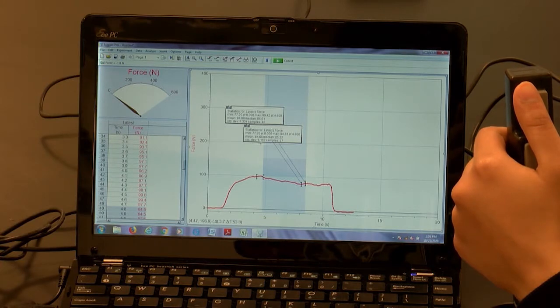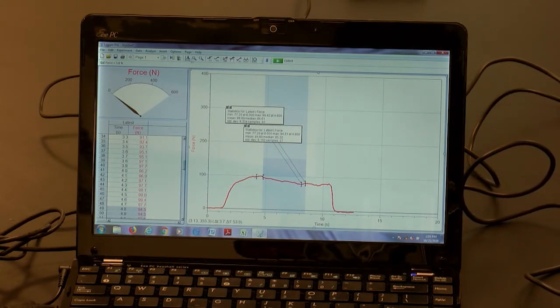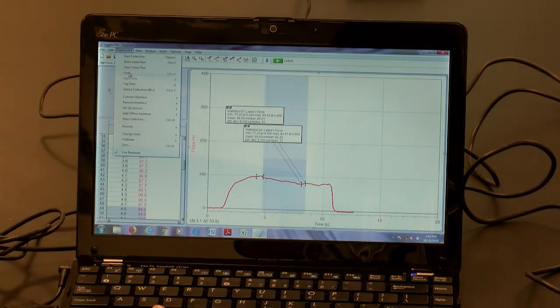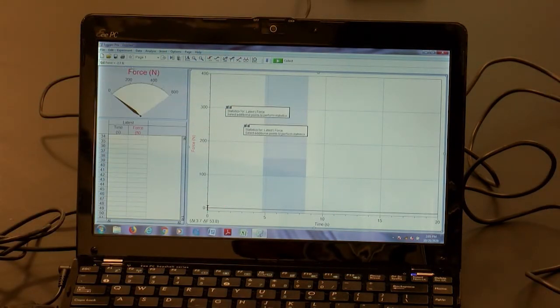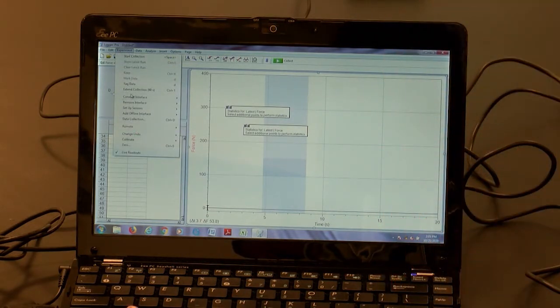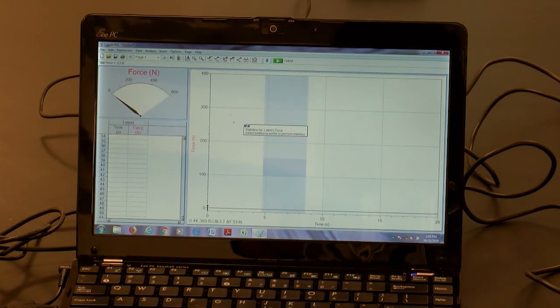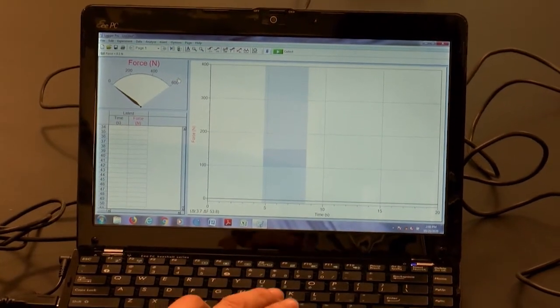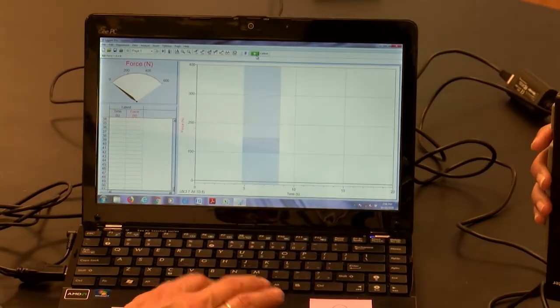Okay, thank you very much. Now we're going to erase these, and our next subject is going to come. We're going to clear the latest runs, get rid of these, and start all over. Go ahead and pick up the grip. Is this your dominant hand? Yeah. Okay, so we're going to do the dominant hand first.